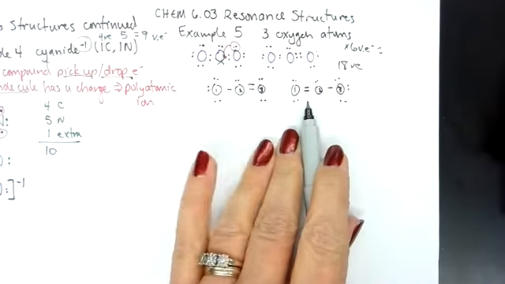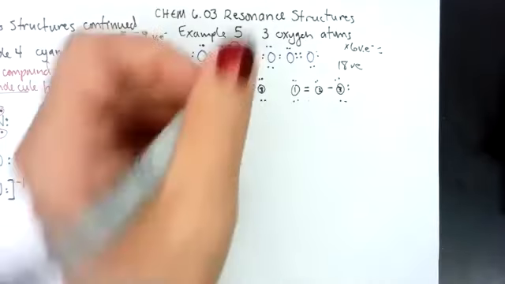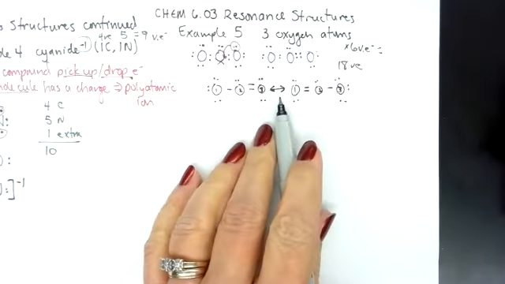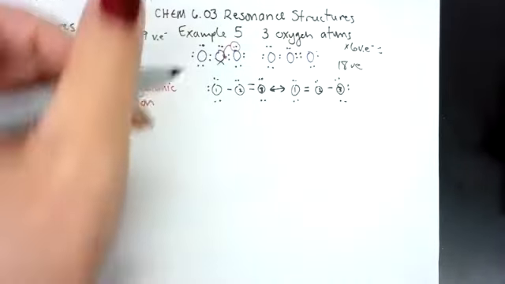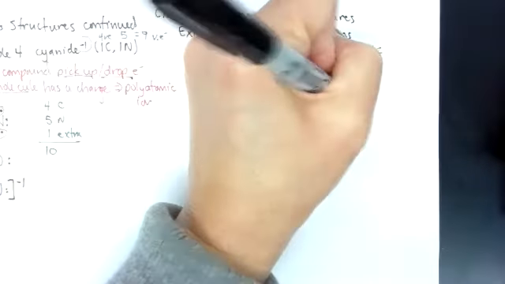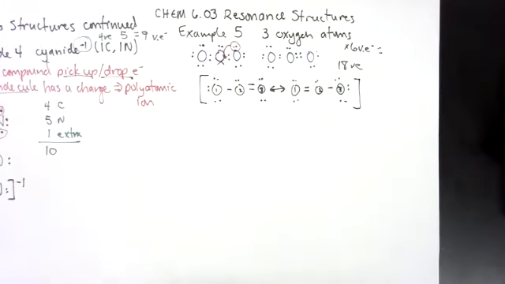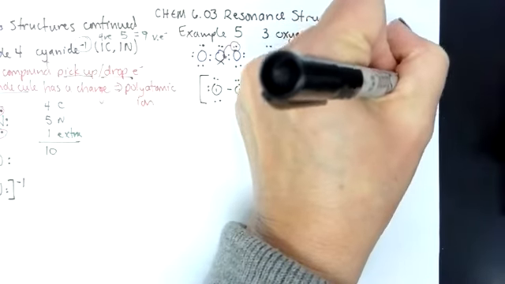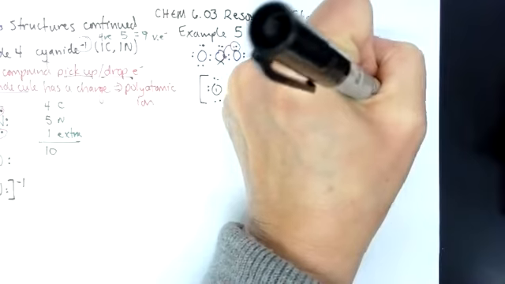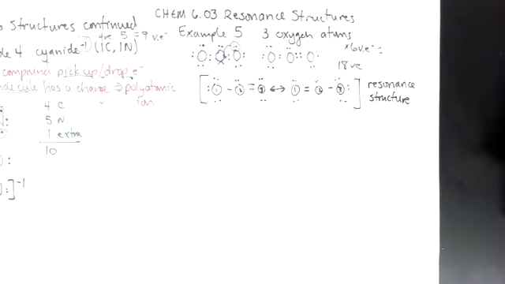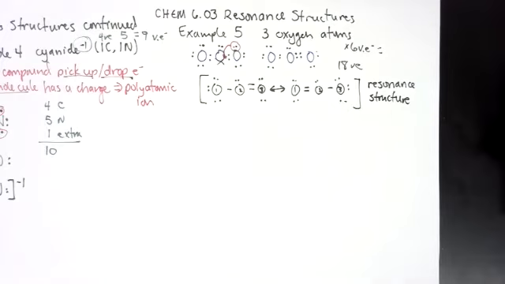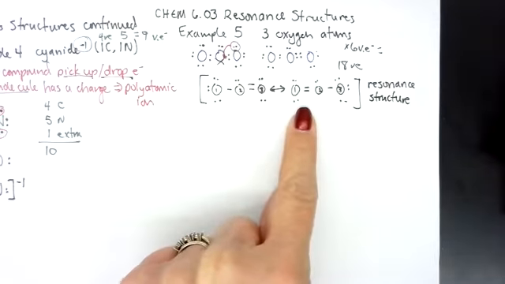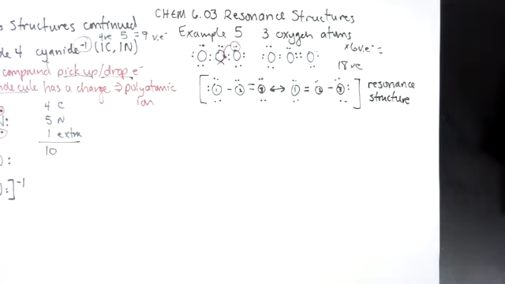To draw this correctly, we have to draw both. To indicate that both of these structures exist, we do a double-headed arrow between them, and we have to put brackets around. And this is called a resonance structure. Anytime you have a Lewis structure that's not symmetrical, it's probably going to have a resonance structure. So let's do our last example.